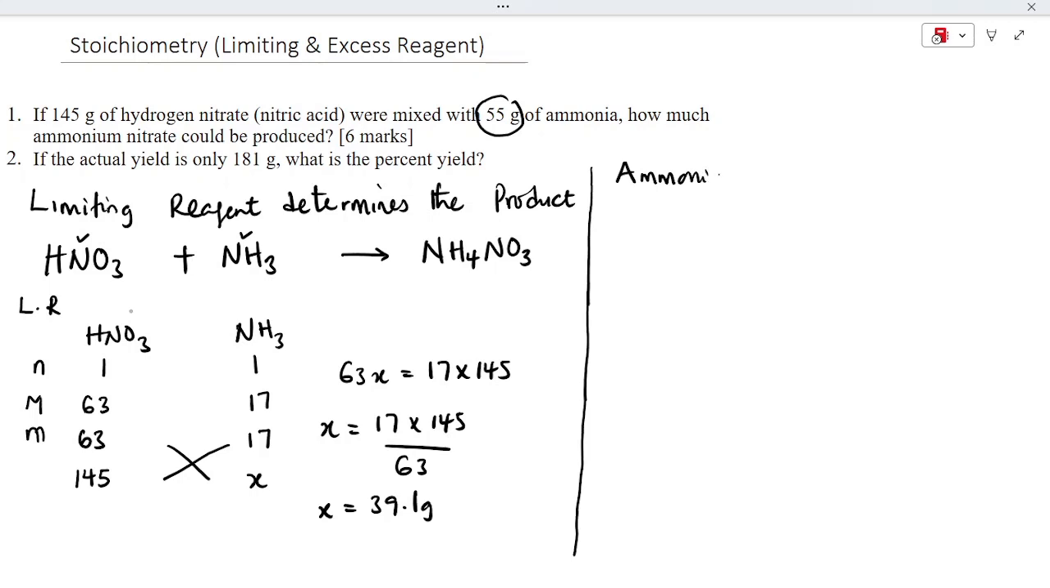So therefore, ammonia is in excess. We only needed 39.1 grams, but we are given 55 grams. So ammonia is in excess. Automatically, that makes nitric acid the limiting reagent. So you can see now we have determined our limiting reagent. What is the next thing we now do? The limiting reagent determines the amount of product. So when we are calculating now, we are simply going to be dealing with nitric acid and ammonium nitrate.